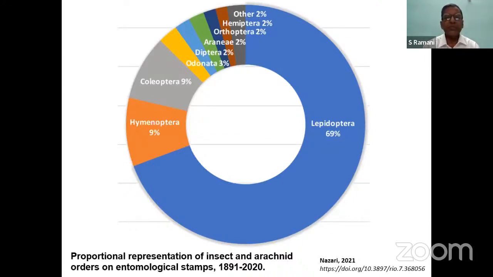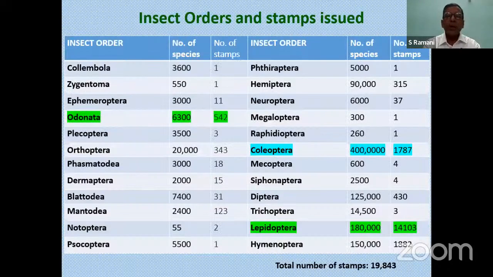This is again a picture with some data about the various insect orders, as well as the number of species that have been described. This is a rough number of species that have been described in that order, and the number of stamps that have been produced in that particular order. If you can see here, there are at least six orders: Collembola, Zygentoma, Strepsiptera, Thysanoptera, Megaloptera, and Raphidioptera. Only one stamp has been produced from each of those orders.